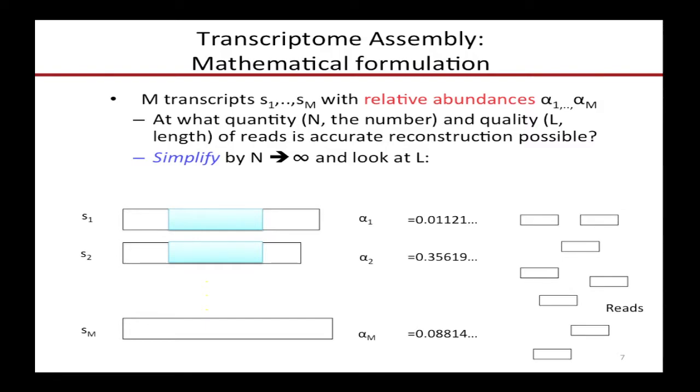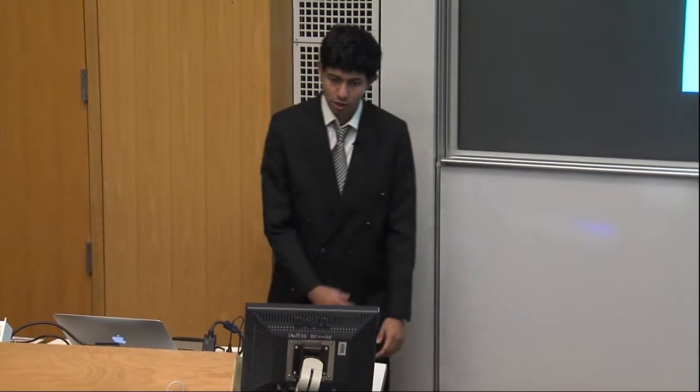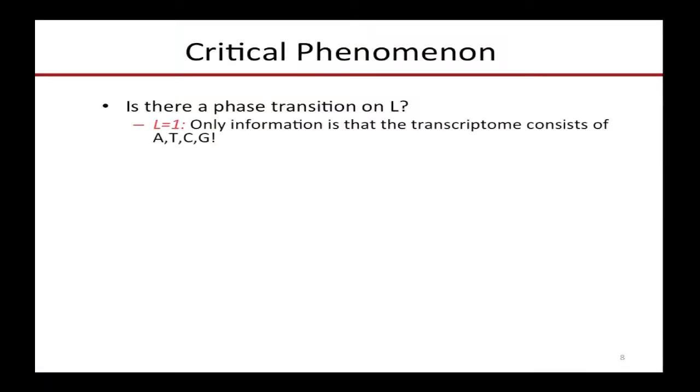So we want to know, at read length 125, is it possible to reconstruct the RNA or not? Maybe there is not enough information when the read length is 125 to reliably reconstruct the list of RNAs, in which case it would explain why the different algorithms are diverging. So this is the first theoretical question we ask. And the basic thing is we want to look for a phase transition on L, the read length.